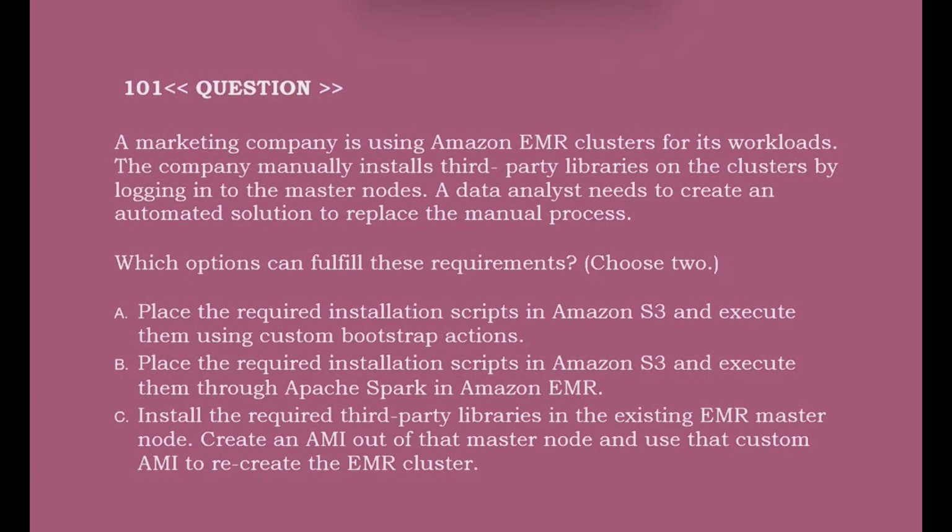Choose two options. Option A. Place the required installation scripts in Amazon S3 and execute them using custom bootstrap actions. Option B. Place the required installation scripts in Amazon S3 and execute them through Apache Spark in Amazon EMR. Option C. Install the required third-party libraries in the existing EMR master node. Create an AMI out of that master node and use that custom AMI to recreate the EMR cluster.